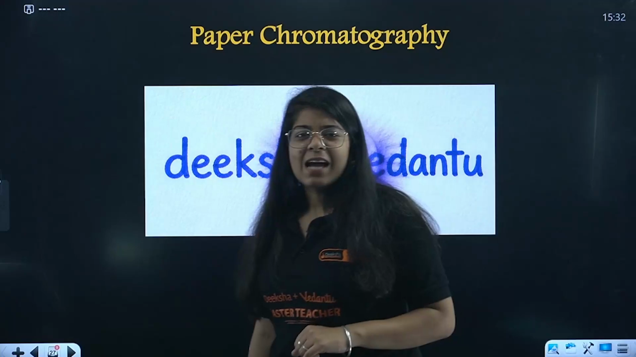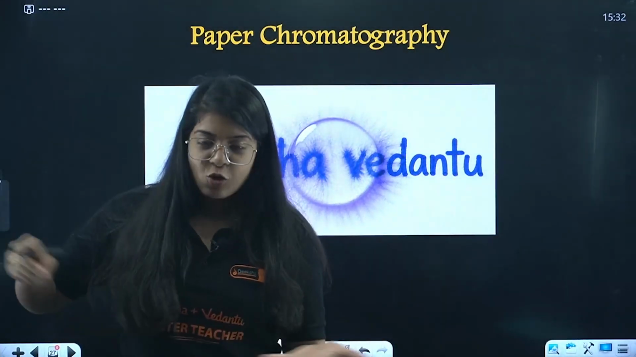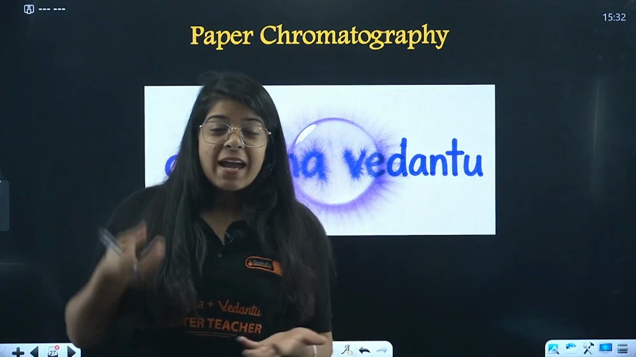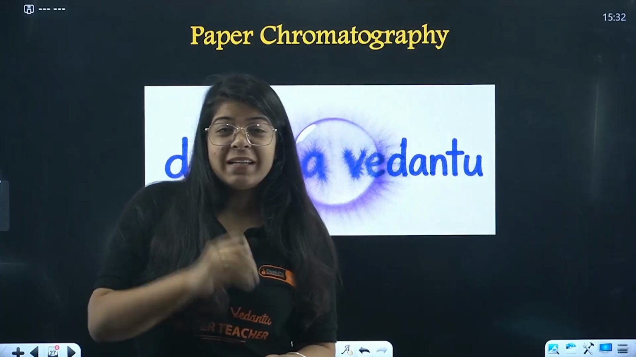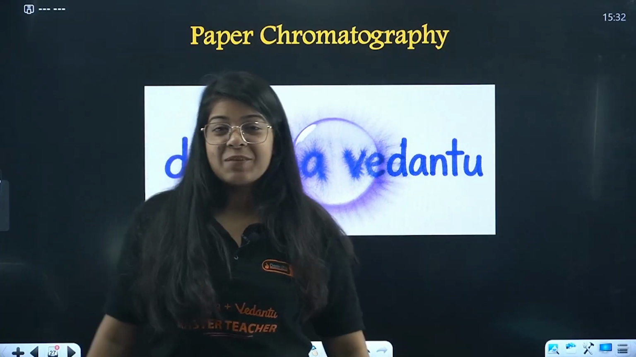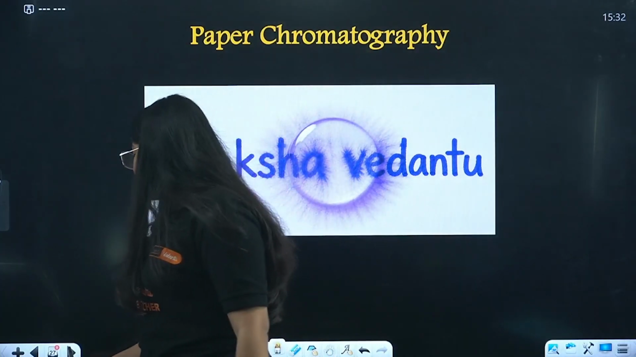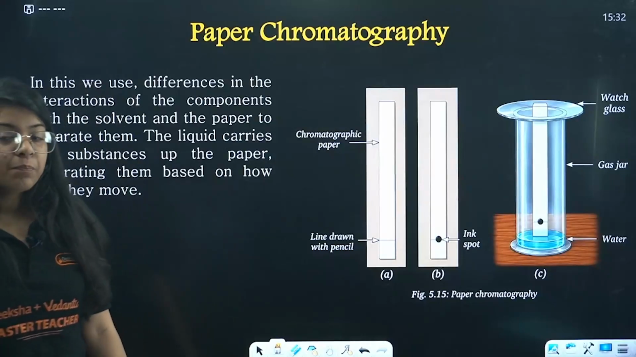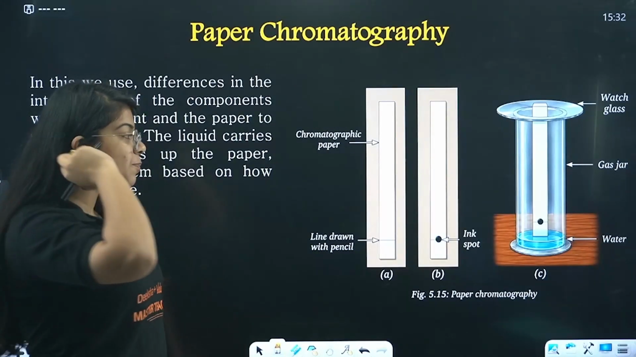If you are giving an exam and you are so tired and writing so fast, you sometimes get sweat, and your sweat drips on that paper and it does this to your ink, to your answers, right? So bacha, this is what we use in paper chromatography. Now what is paper chromatography?